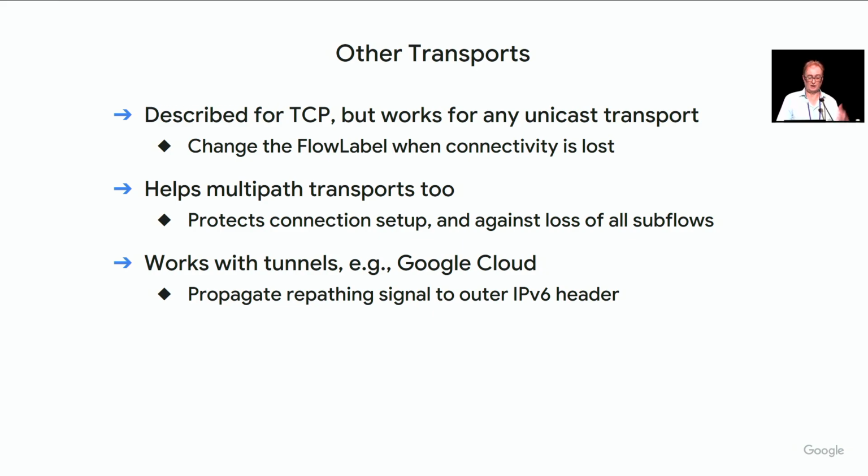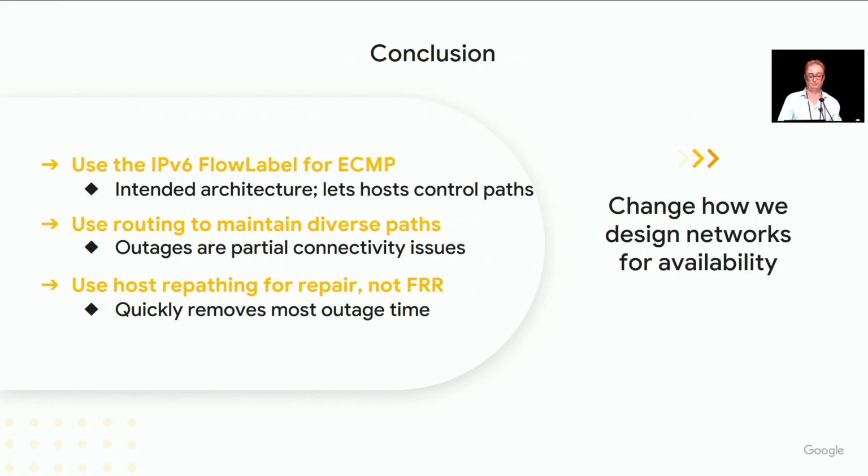It also works with a variety of other situations, including tunnels. So for instance, PRR is deployed and protects Google Cloud traffic. All you need to do here is propagate the repathing signal to the outer tunnel headers, and so on.